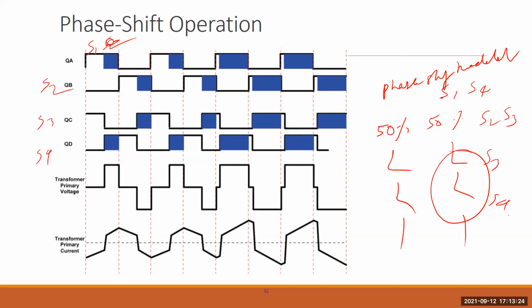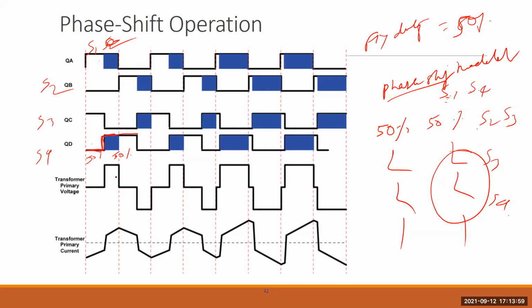Alright, so you can see S1, S2 were complementary, and S1 and S4 were the same. But you can see this is S1 and this is S4. S4 is phase shifted by 50%, but the duty cycle is still 50%. So it's a fixed duty cycle of 50%, but with phase shifting, and this phase shifting will depend upon the load. If the load is 50%, then this can be 30% or something like that.